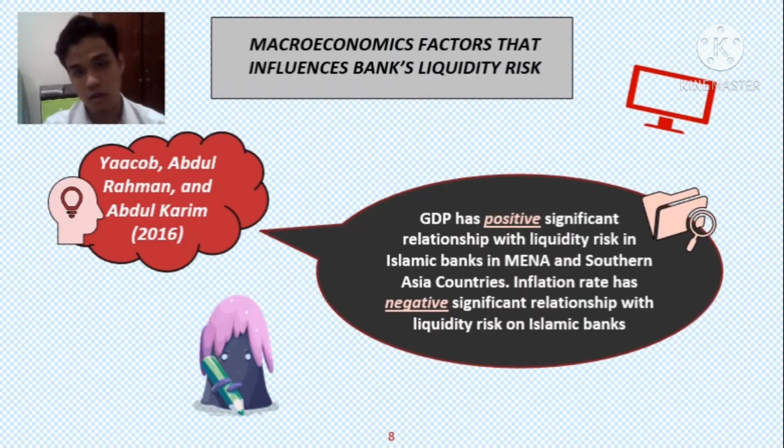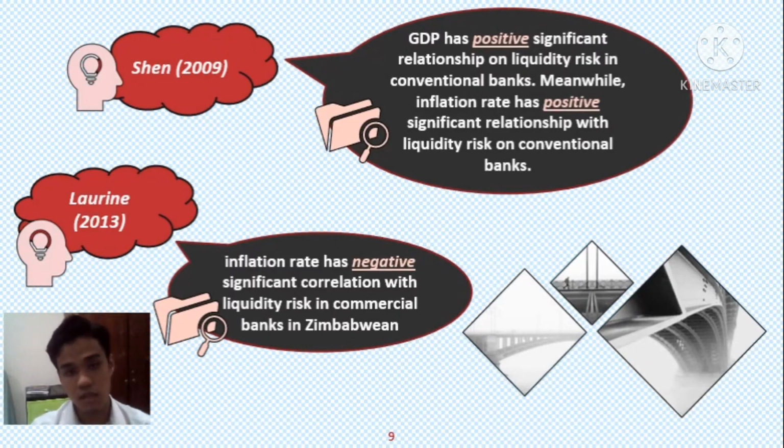Next, we move to the macroeconomic factors that influence bank liquidity risk. Yaqub, Abdurrahman and Abdul Karim 2016 found that GDP has a positive significant relationship with liquidity risk in Islamic banks in the MENA and Southern Asia countries. Inflation rate has a negative significant relationship with liquidity risk in Islamic banks. Shen 2009 found that GDP has a positive significant relationship with liquidity risk in conventional banks. Meanwhile, inflation rate has a positive significant relationship with liquidity risk in non-conventional banks. Loring 2013 found that inflation rate has a negative significant correlation with liquidity risk in commercial banks in Zimbabwe.